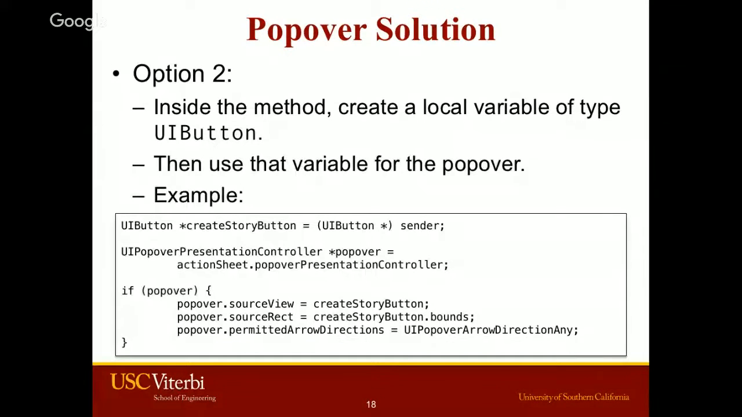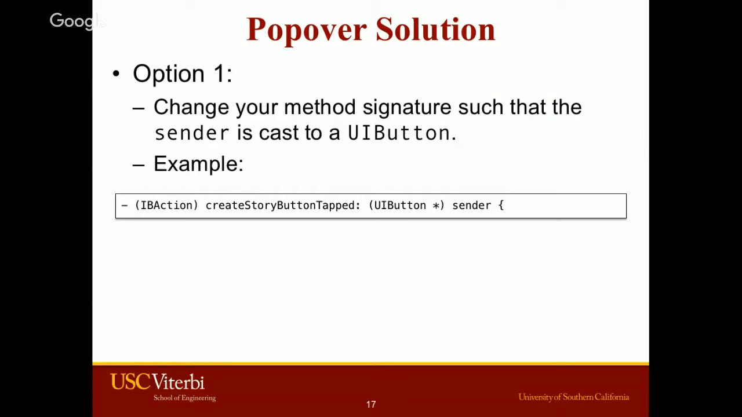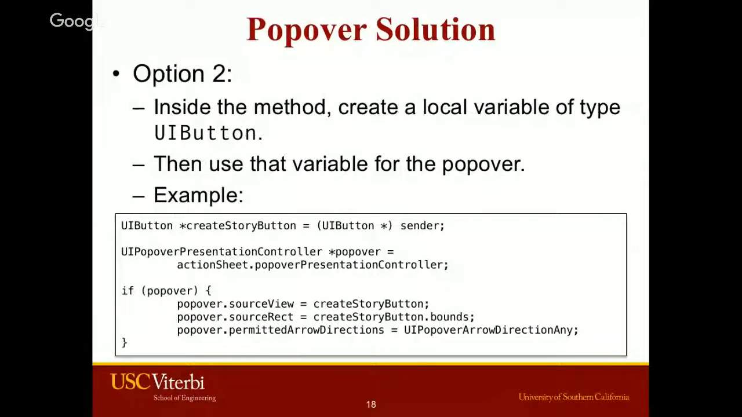Option two is you create another local variable, but you typecast the sender to be a UI button. So this is kind of like a roundabout way to do it. I'm not sure why you would use option two. Generally, I would just go with option one, where you explicitly tell the method that the sender is going to be a UI button, rather than the sender being type ID and then you typecast it back to a UI button.